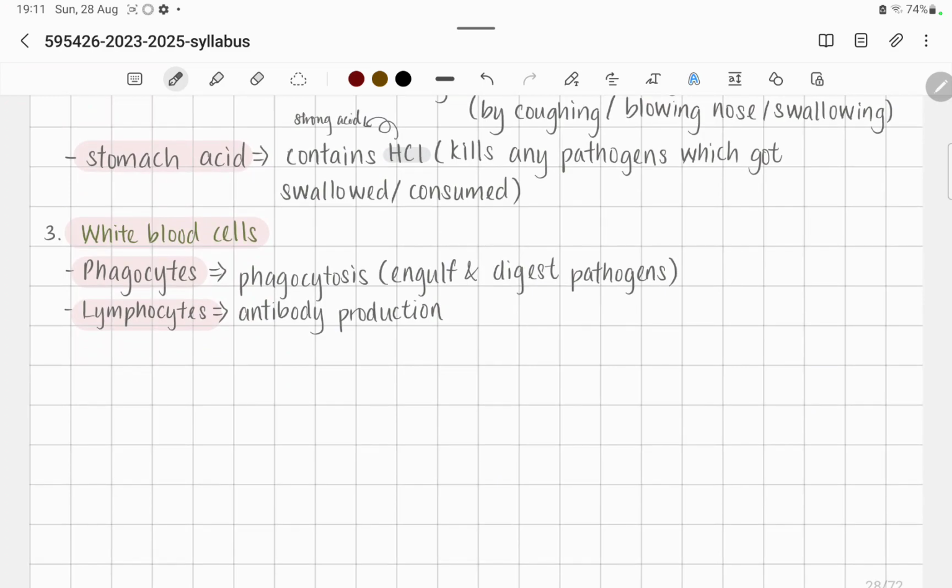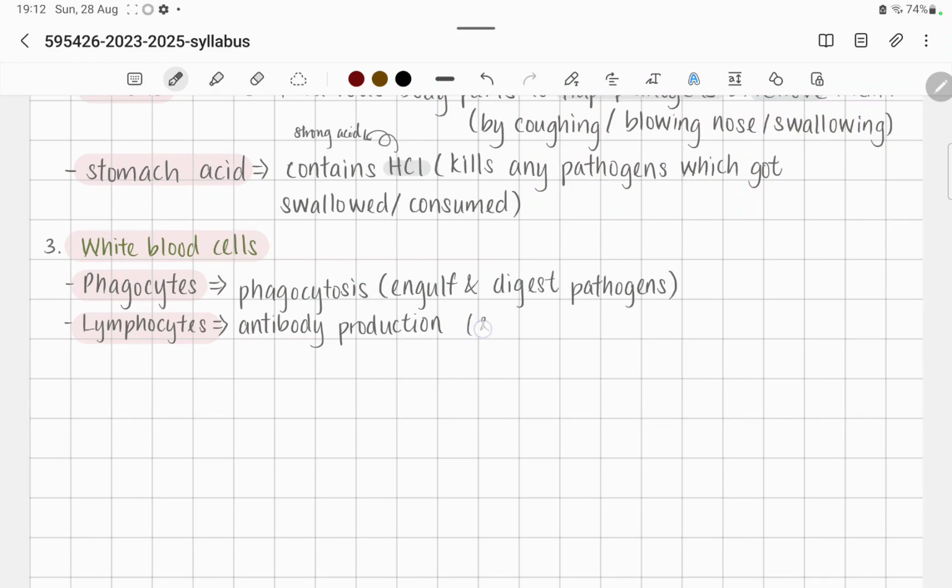White blood cells, you have 2 types from chapter 9: phagocytes and lymphocytes. Phagocytes are for phagocytosis. Lymphocytes are for antibody production, and memory cells also. When antibodies are produced, memory cells will also be produced after the infection.